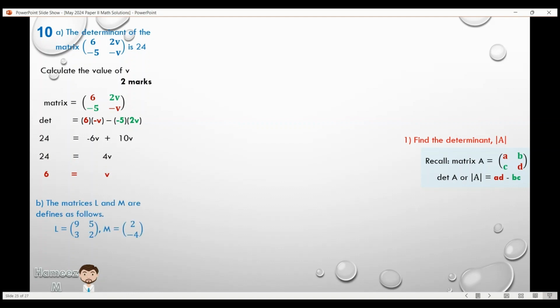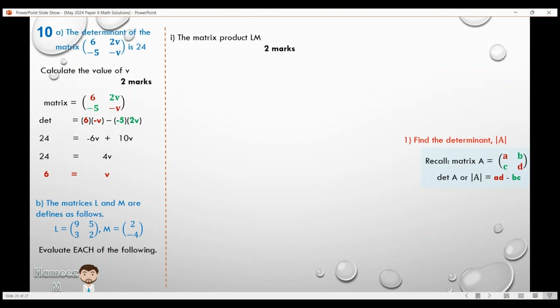The matrices L and M are defined as follows. L is 9 5 3 2 and M is 2 minus 4. So L is a 2 by 2 matrix and M is a 2 by 1 matrix, 2 rows by 1 column. Evaluate each of the following. So B, part 1, evaluate or find the matrix product LM.